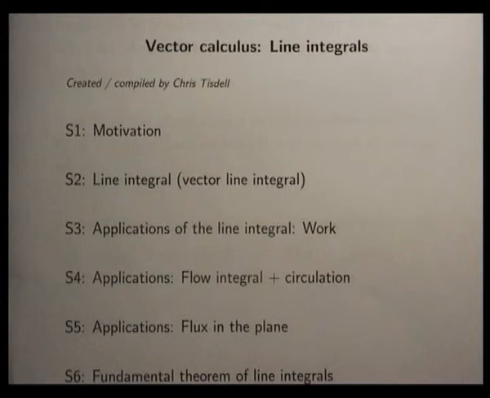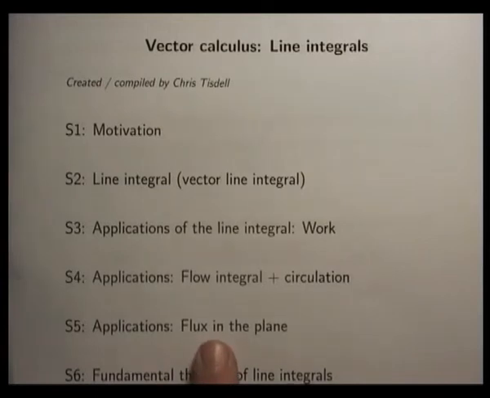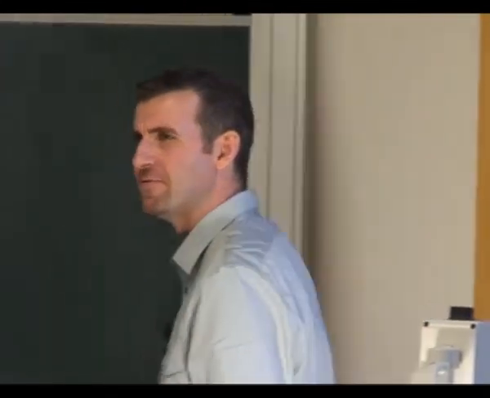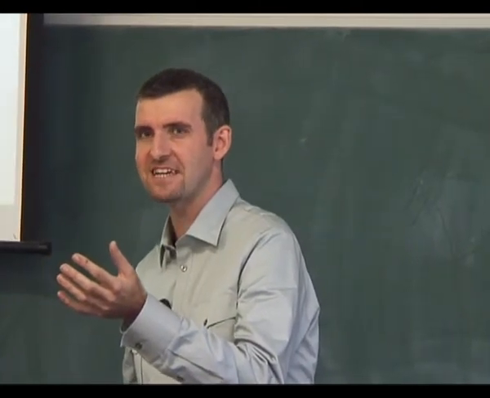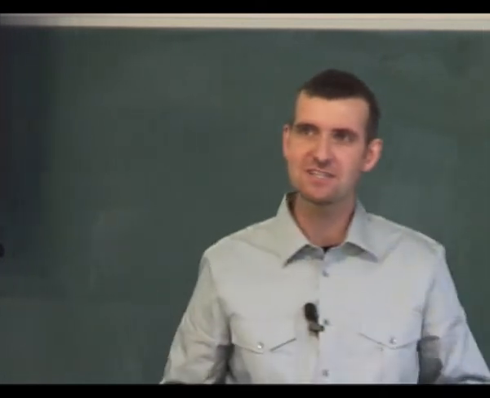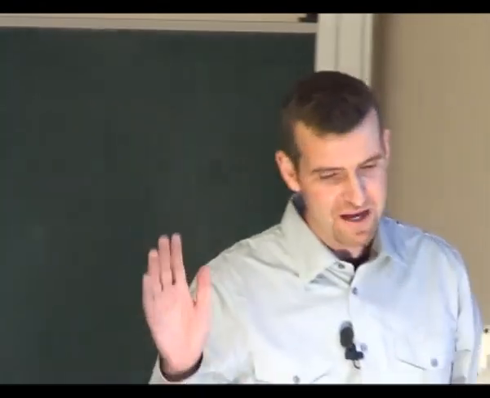Now, circulation should bring back some memories from when we looked at the curl, circulation density. And finally, we'll have a look at flux in the plane. So the flow out of or over a closed curve. Have we seen flux anywhere before? Divergence, flux density. So the big question is, is there a relationship going on? Well, that'll come in other lectures.